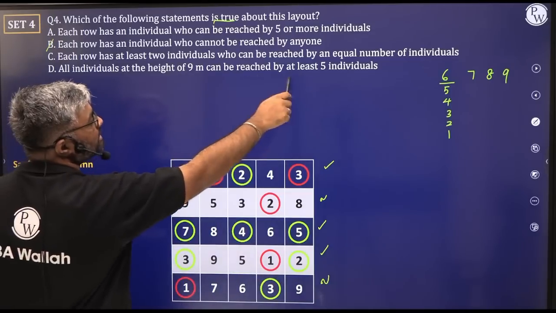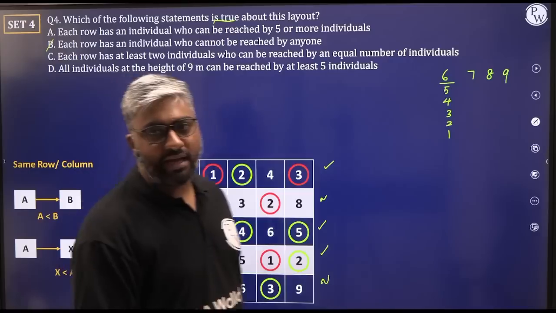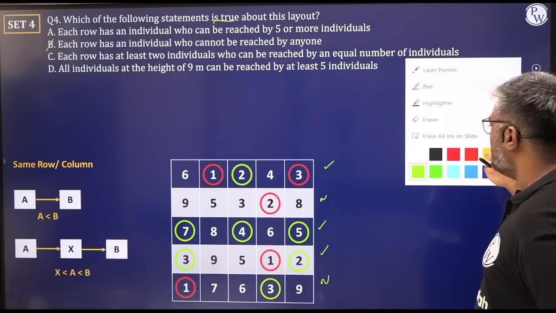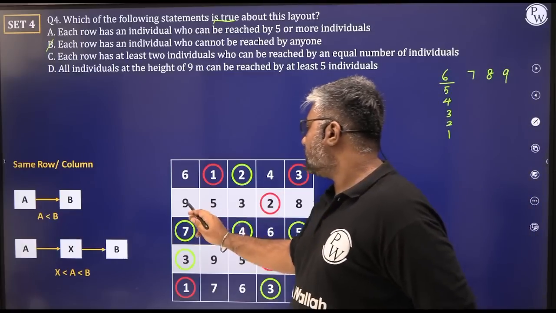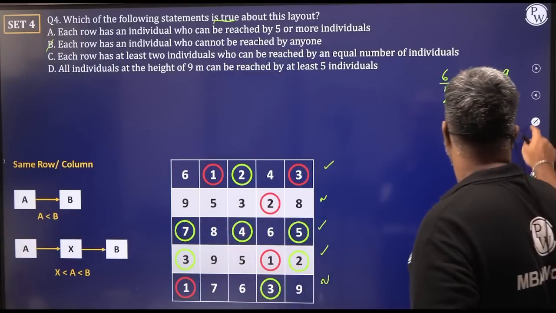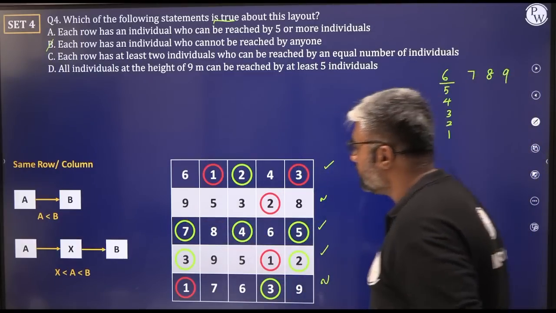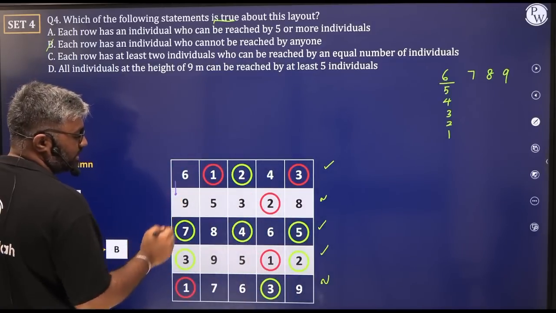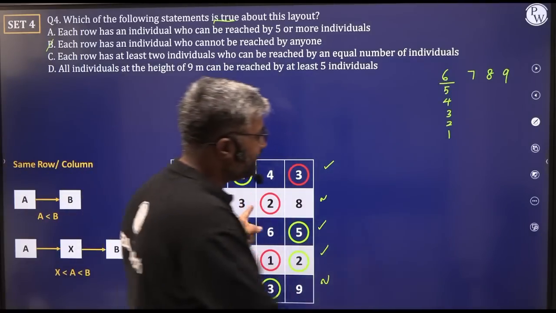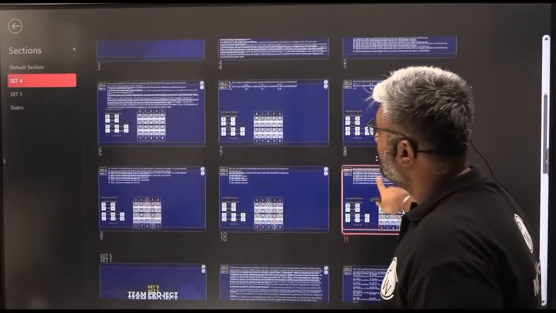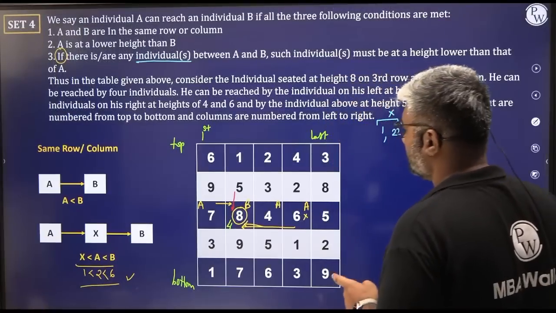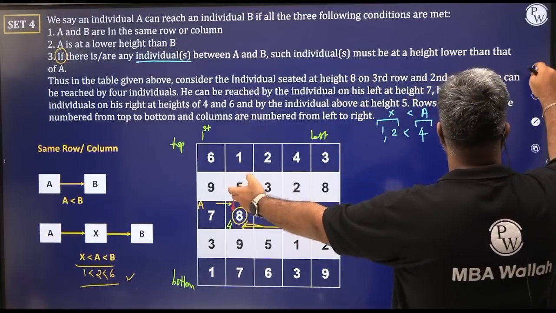all individuals at the height of 9 meter can be reached by at least 5. I think we can do that quickly. Let's do that quickly, shall we? At least 5 है क्या 9 meters वाले में. So 9 meters is here, 9 meters is here. Let's see if we can reach this 9 meters from more than one possibility. More than 5 possibilities. So we can reach from here. This is one. Have we done this already? क्या हमने किया है ये? Let's see. Where do we have it? Sadly, no, we have not.